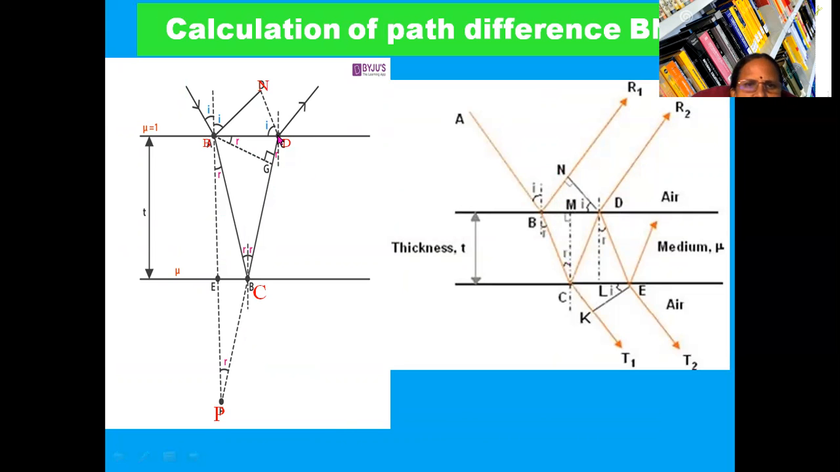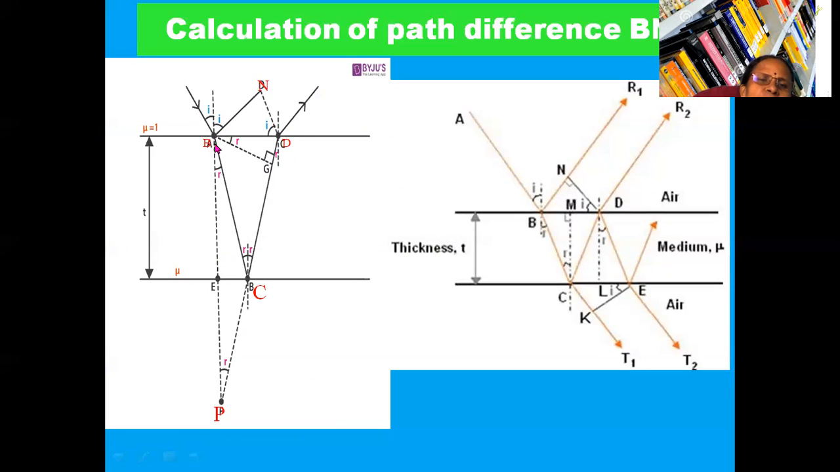This is the perpendicular we have drawn. So BDN is one triangle of our interest. Secondly, we are drawing a perpendicular from B on this DC, and the foot of the perpendicular is denoted by G. And this angle is equal to R. Angle between two lines is equal to angle between their perpendiculars. That is the reason. As this is R, this is also R. And similarly, as this angle is I, this angle is also equal to I.